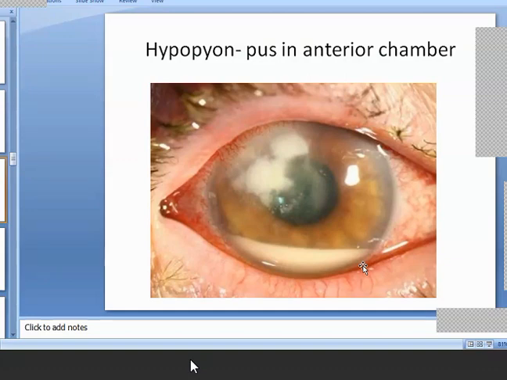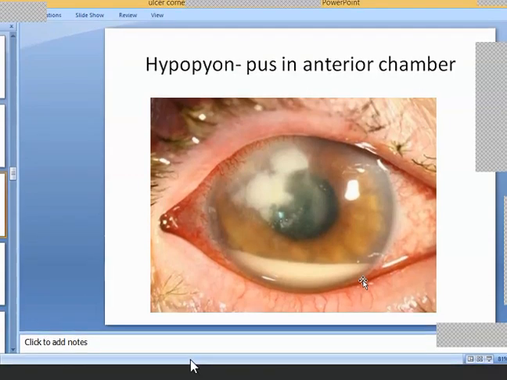Even if you treat bacterial corneal ulcers, they can quickly perforate. Here you need to know one thing. Ofloxacin is one of the drugs. Moxifloxacin is a drug. Gatifloxacin is a drug. The most commonly used are moxifloxacin and gatifloxacin.